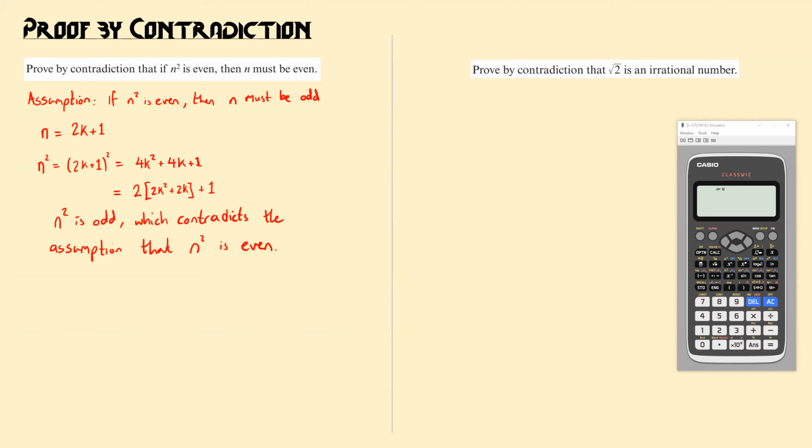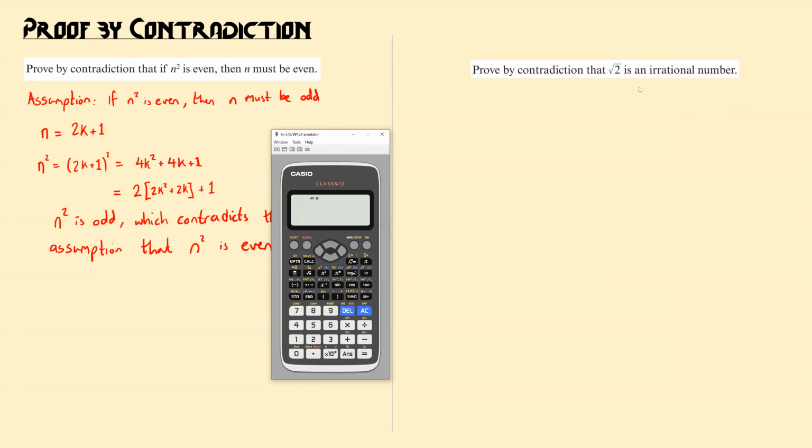Same idea for root 2. I find these ones slightly trickier because it's to do with rational numbers. First thing I want to talk about is what a rational number actually is, or irrational numbers. A rational number is any number that can be written as a fraction, so a over b. So if a number is rational, we can write it as a fraction, and if it's irrational, we can't write it as a fraction.